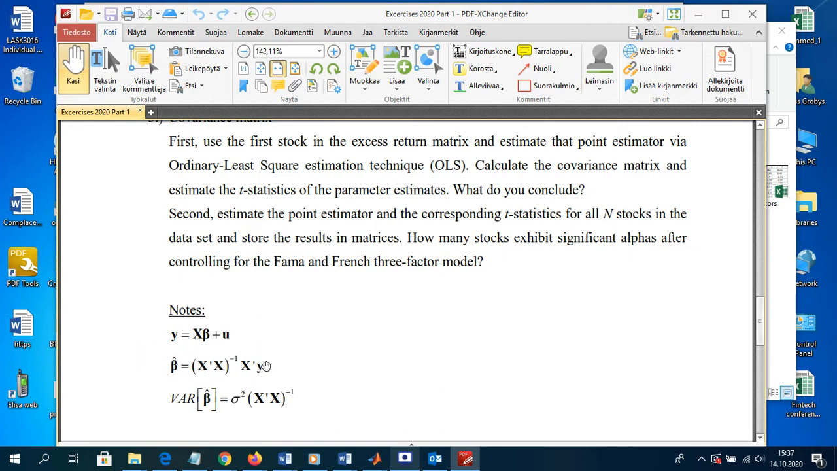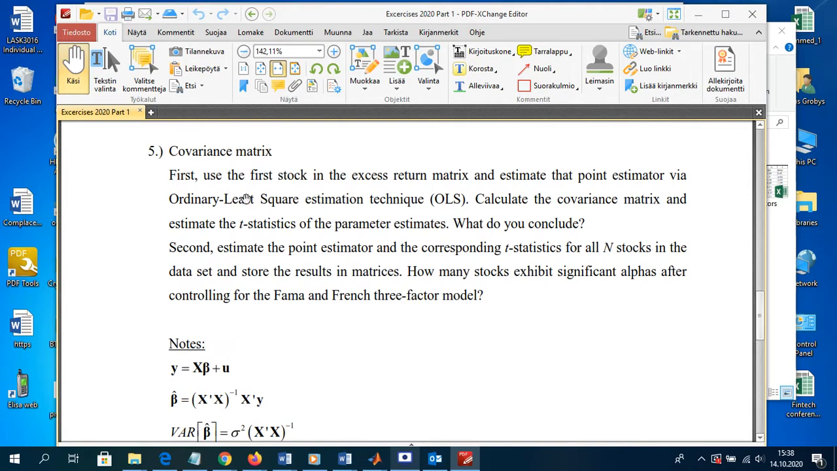We have already made use of this formula earlier. It's the OLS formula for getting the point estimator, the vector beta hat, which is X transposed X inverted times X transposed y. And now the formula for the covariance matrix of our point estimator beta hat: the variance of beta hat is sigma squared times X transposed X inverted. And again, this is only true if we assume that the residuals are distributed as normal, with zero mean and variance sigma squared.